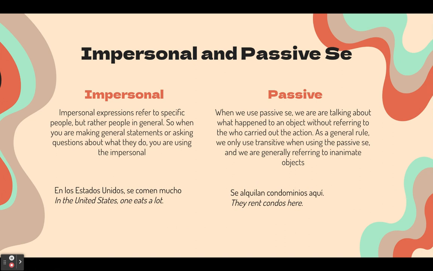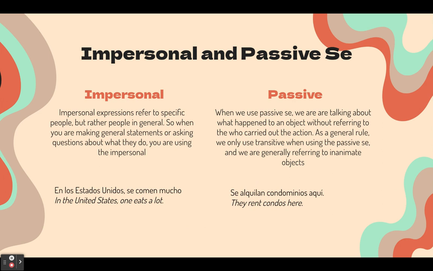So, what is the impersonal se? Well, the impersonal is obviously not referring to a specific person. That's what makes it impersonal. It's usually general, sweeping statements about people or a place, and you often use this when you're making general statements or you're asking questions about a collective. So, again, if you're not referring to a specific person, you're using the impersonal.